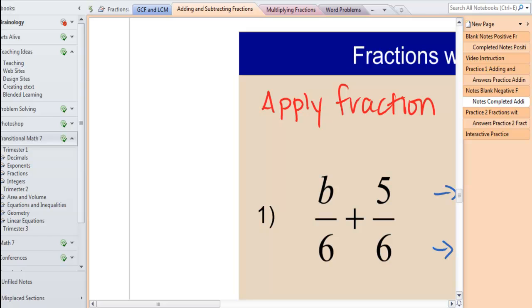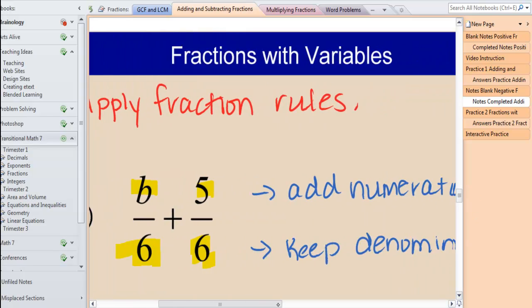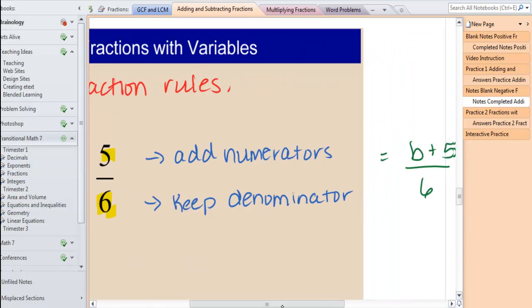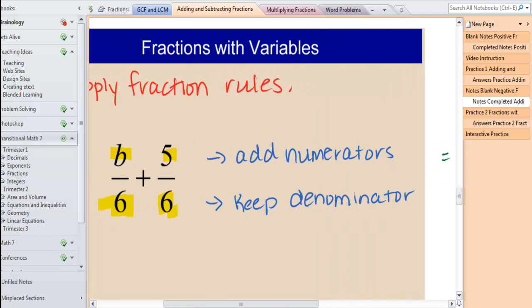The rules for adding fractions are that you keep your denominator if they're the same. Do we have the same denominator? Yes, so what's our denominator in our answer going to be? 6, right? And then you just add your numerators. Well, can you add b and 5 together? No, they're not like terms, so you just have to leave it as b plus 5. So you add your numerators and keep your denominators, and your answer is b plus 5 over 6.